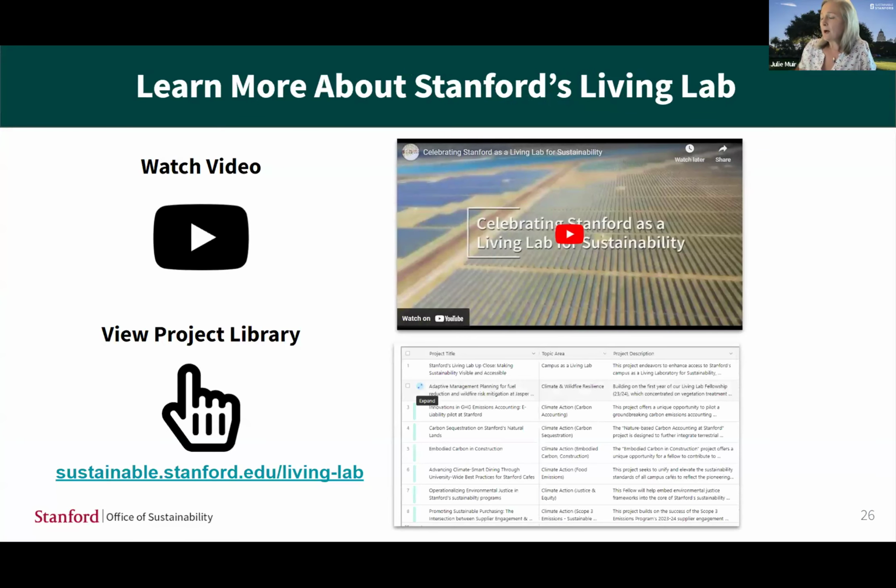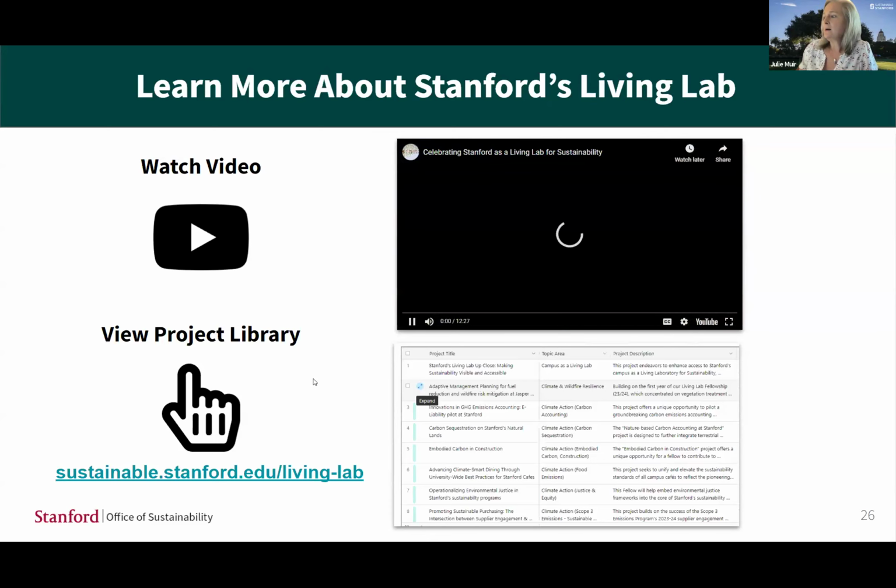So again, we have a lot of good tools. If you go to sustainablestanford.edu/livinglab, you can watch our video. We have a project library that you might see compares to something that you have on campus that you might like to share or use as the project description to get you going. We are happy to share our resources and go from there.